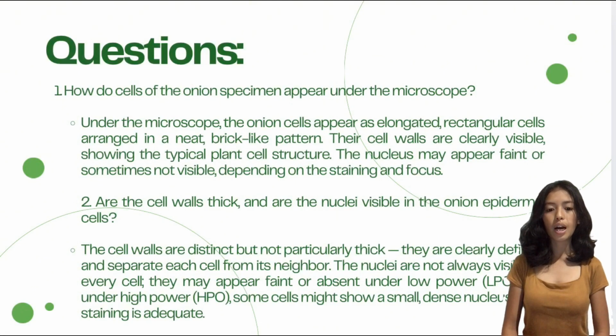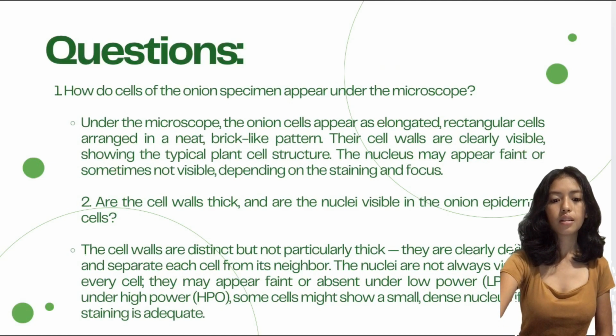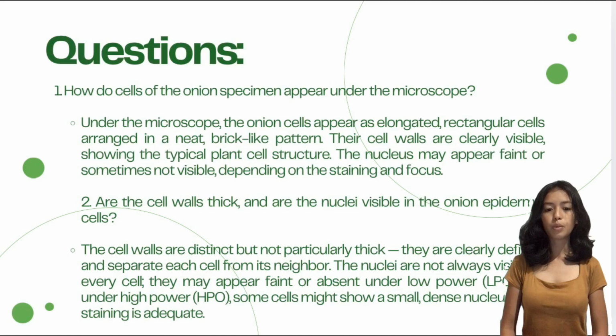Number 2. Are the cell walls thick and the nuclei visible in the onion epidermal cells? The cell walls are distinct but not particularly thick. They are clearly defined and separate each cell from its neighbor. The nuclei are not always visible in every cell. They may appear faint or absent under low power. But under high power, some cells might show a small dense nucleus if the staining is adequate.